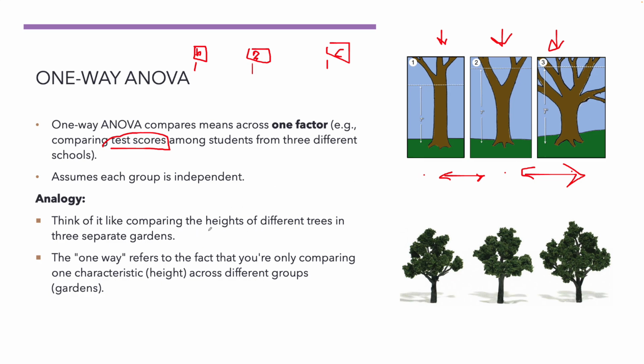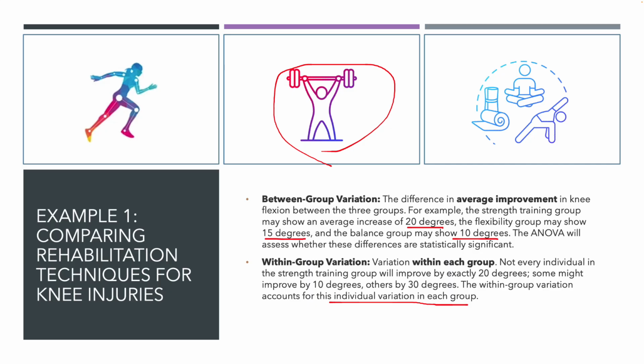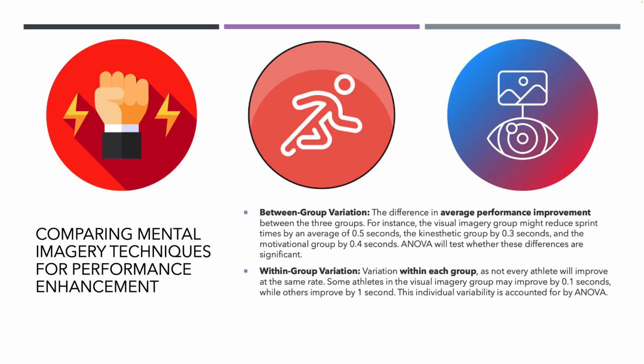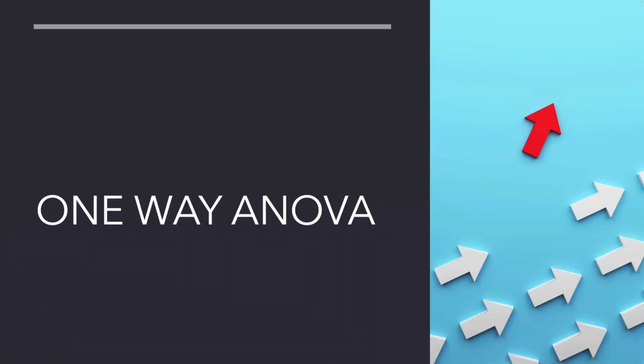So again, that's why I have this here. Think of it as comparing the heights of different trees in 3 separate gardens or over a different time frame, right? A one-way refers to the fact that you are comparing one characteristic, which in this case is height, across different groups, which could be gardens or seasons. So that is what a one-way ANOVA does, and I gave you all of these examples. These are examples of one-way ANOVAs, so I tried to set that up for you so you're like, oh, that's what he just talked about. That's a one-way ANOVA, right? So that makes perfect sense.